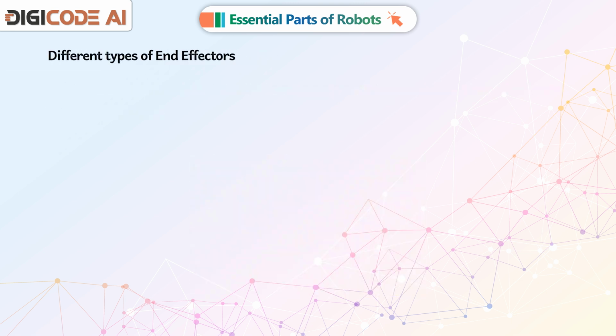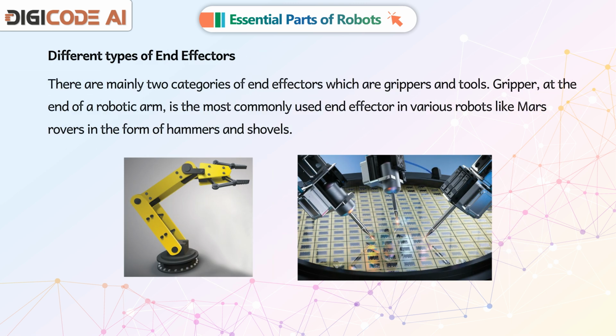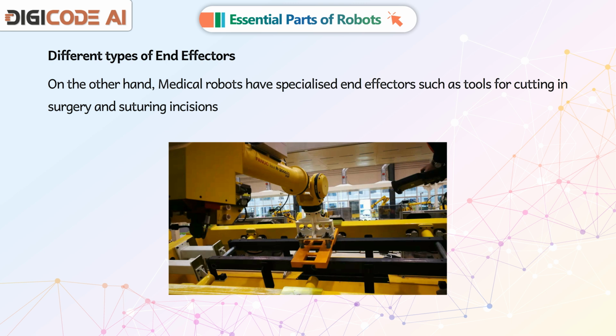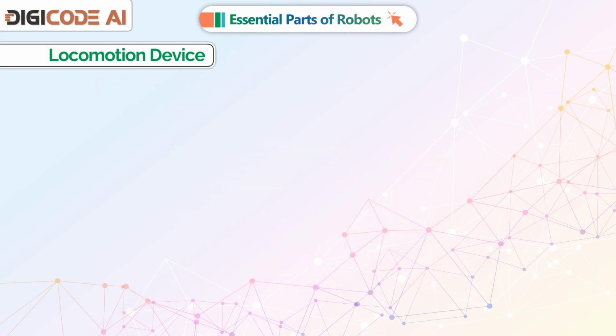Different types of end effectors. There are mainly two categories of end effectors, which are grippers and tools. A gripper at the end of a robotic arm is the most commonly used end effector in various robots, like Mars rovers, in the form of hammers and shovels. On the other hand, medical robots have specialized end effectors such as tools for cutting in surgery and suturing incisions.